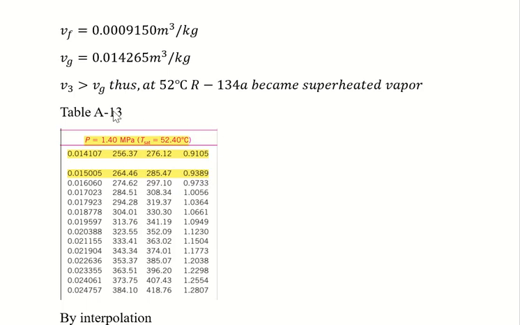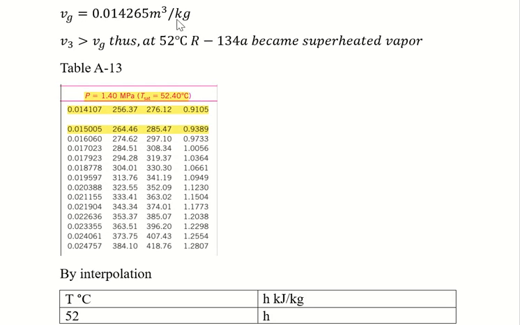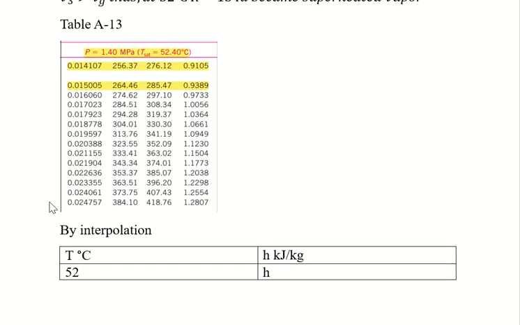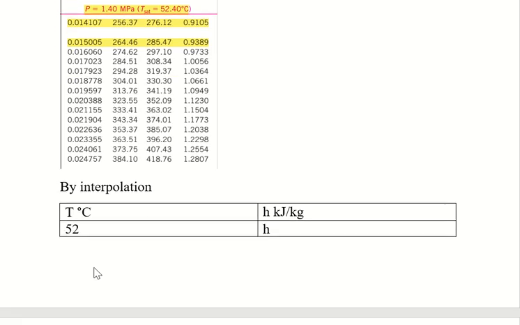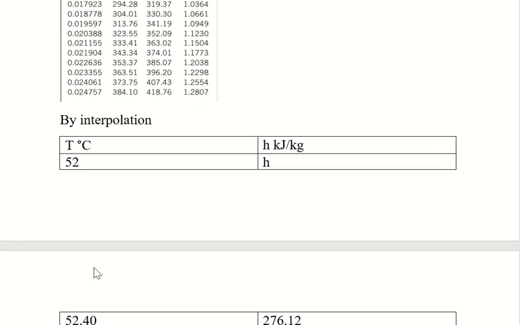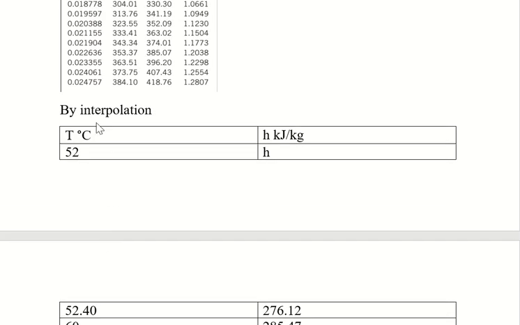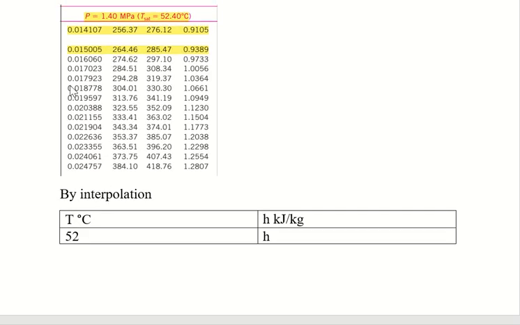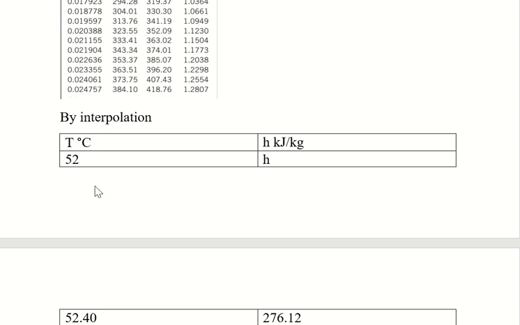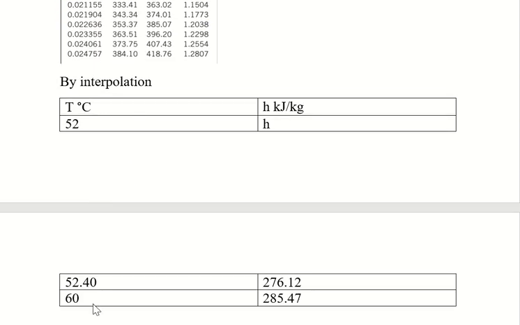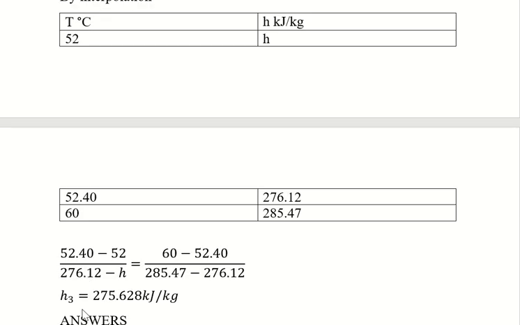See, table A13. And because the actual value of 52 is not printed on the table, we use something called interpolation. And here, this is how the table looks. You have to extract the values from the table gently and systematically, and you plug them into the table that you've created.